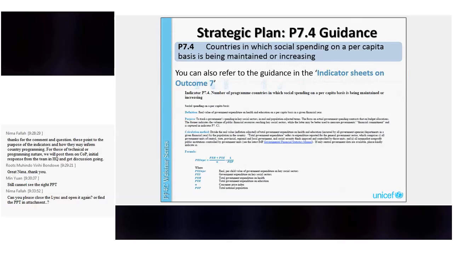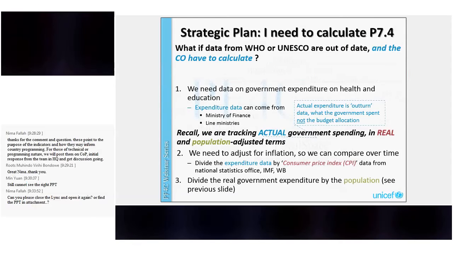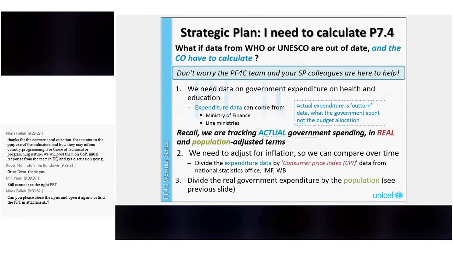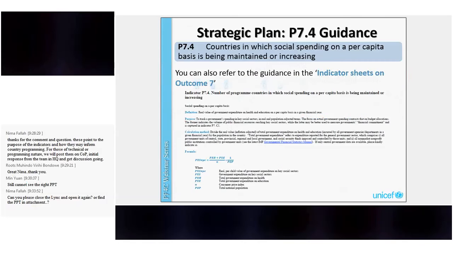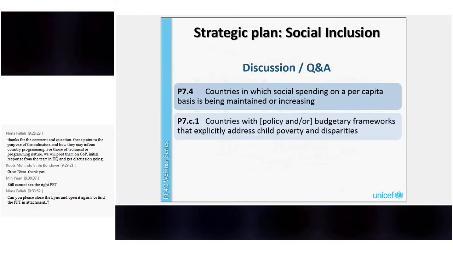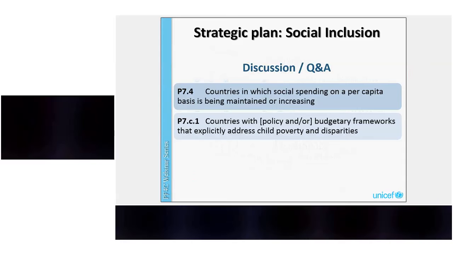Right, so this is what the guidance will look like. As I said, not only do you have people from the PF4C team, me and my colleagues, you also have your social policy colleagues. But just in case you want a maths refresher, it's also published in the guidance. What is key to remember as we go into the question session is that we have two indicators under social inclusion. One is P7.4. That's mainly going to be done at headquarters. However, in some exceptional cases, you may need to collect data for that, and that will involve a bit of maths.